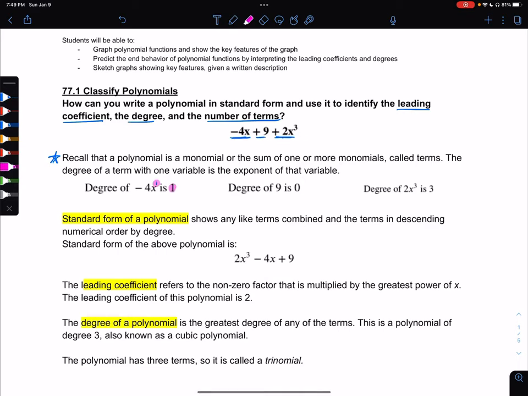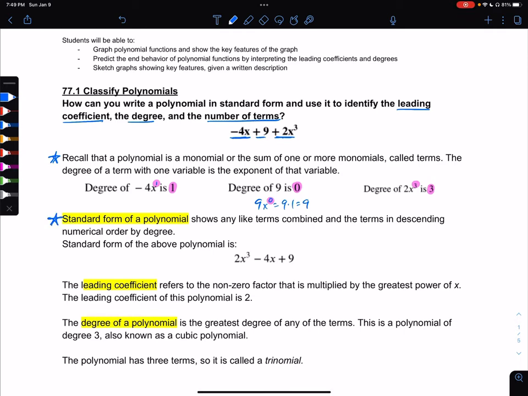Okay, the degree is the highest power. Now, the degree of 9 is 0 because this effectively is 9x to the 0 power, and anything to the 0 power is 1, and then 9 times 1 would just be 9. So the degree, technically speaking here, is 0. We just wouldn't show x to the 0 power. There'd be no reason to write that out. And then finally, the degree of 2x cubed, or 2x to the third, is 3. Okay, so the degree is the power of the variable. What power is it being raised to?